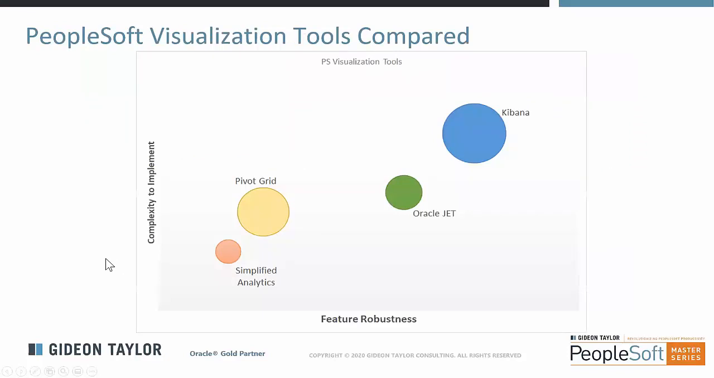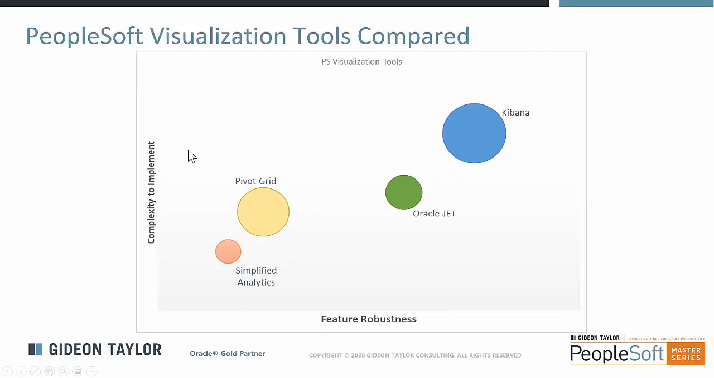So in general, a little summary here. We've got complexity to implement going up this way, feature robustness going this direction. This is kind of how I see it. You've got simplified analytics, which could be bigger and move up if you create your own, but you're typically starting out with existing templates and just tweaking those. So easy, limited. Pivot grids are a little harder, and they can bend your brain a bit, but they're really powerful. Lots of things you can accomplish, like the BYU tool.